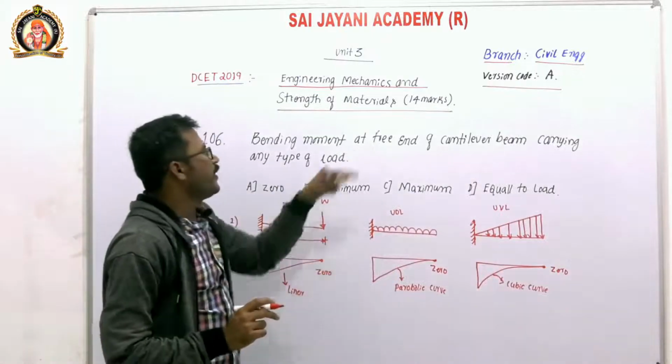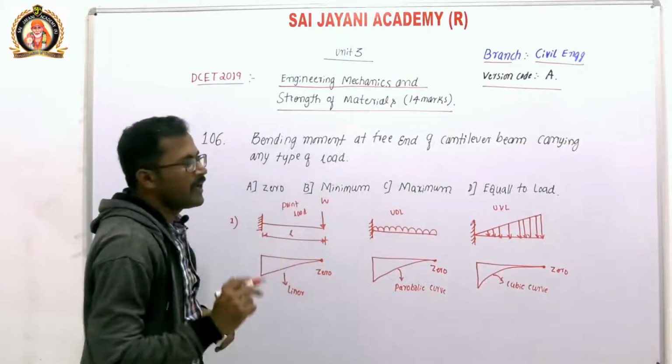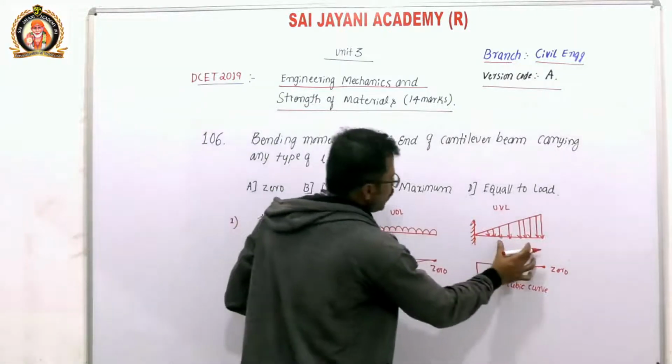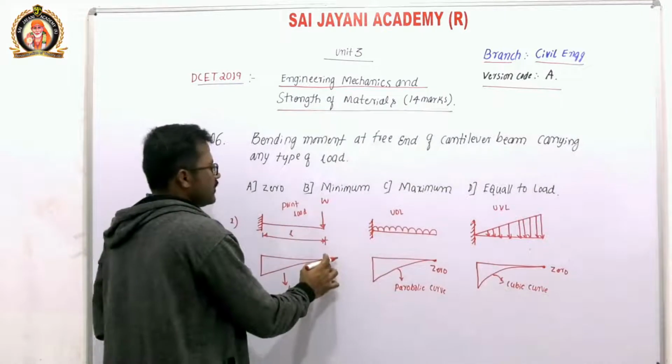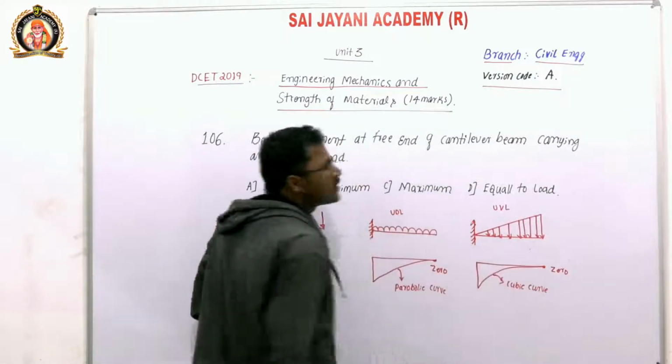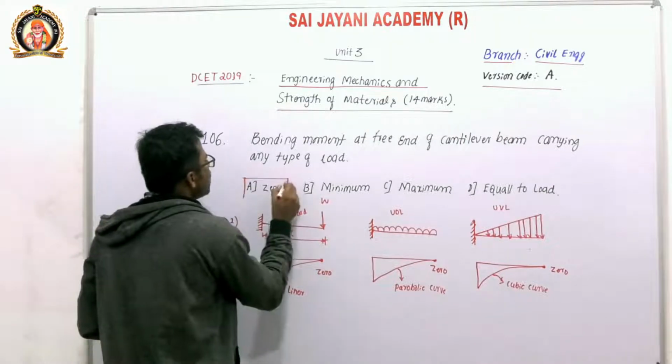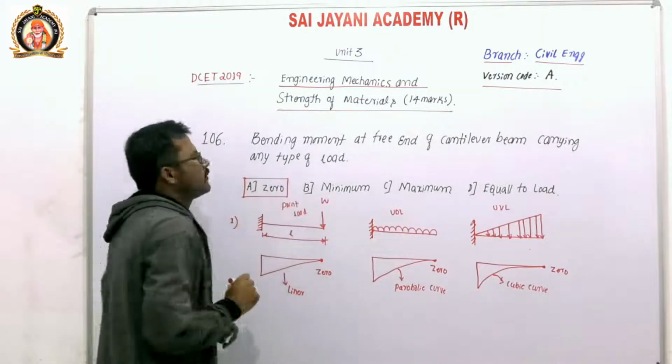The bending moment at the free end of a cantilever beam carrying any type of load, it may be point load, it may be UDL, it may be UVL. At the free end, the bending moment is always 0. So option A, 0, is the right answer.